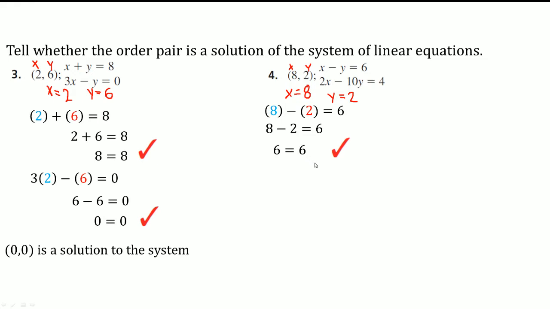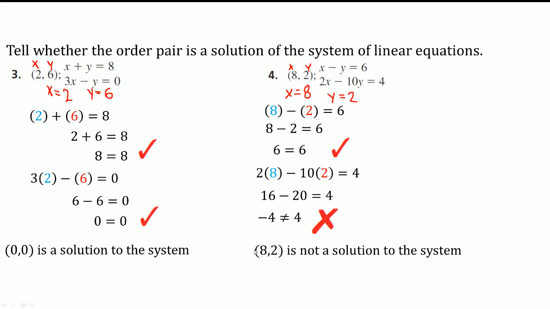The second equation is 2x minus 10y is equal to 10. The 8 here goes in for x, and the y here is 2. 2 times 8 is 16. 10 times 2 is 20. 16 minus 20 is negative 4. Negative 4 does not equal 10. We would say that does not work.